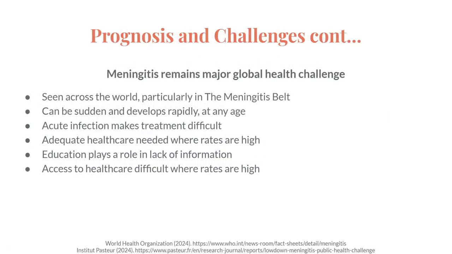And of course, meningitis does remain a major global health challenge. As we've said before, it is seen across the world and particularly in the meningitis belt. It is sudden and develops rapidly at any age, which makes it difficult to catch early and begin that treatment to give you that best possible outcome. Adequate health care is needed where the rates are high. Education plays a major role in the lack of information, particularly in those poor countries. And then access to health care is difficult as well where those rates are high.